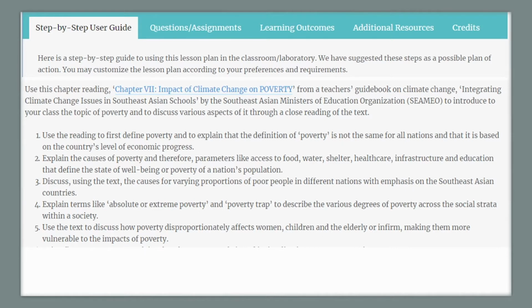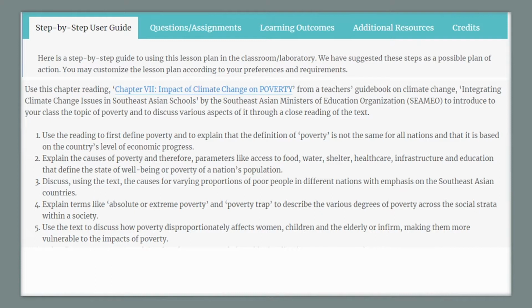This lesson plan includes a step-by-step user guide that you may use in your classroom. First, use a chapter reading titled Impact of Climate Change on Poverty, which is from a teacher's guidebook on climate change titled Integrating Climate Change Issues in Southeast Asian Schools by Simeo.